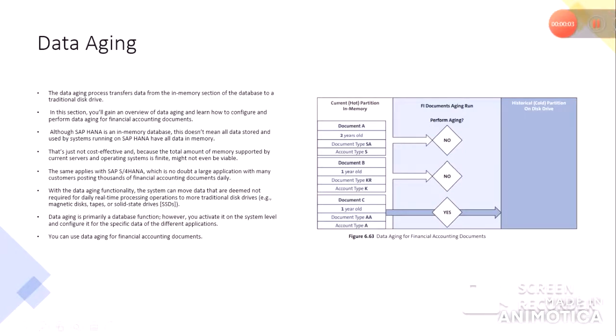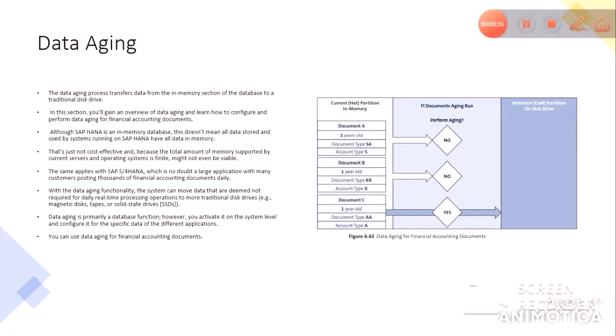So in this screenshot, we see data aging for financial documents. In the first column, we can see the partition in memory. For example, document A is 2 years old, document type SA, and account type yes, no performing aging. Document B is 1 year old, no aging. And document C is 1 year old but it is document type AA and account type A, so we are going to perform the aging.